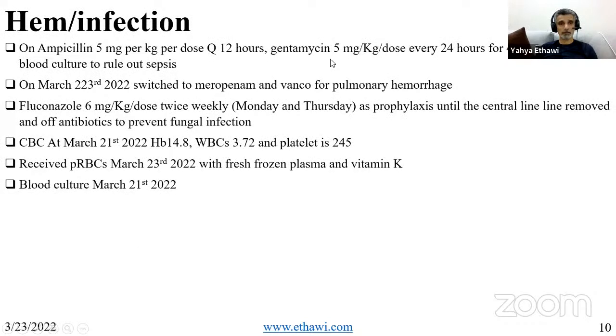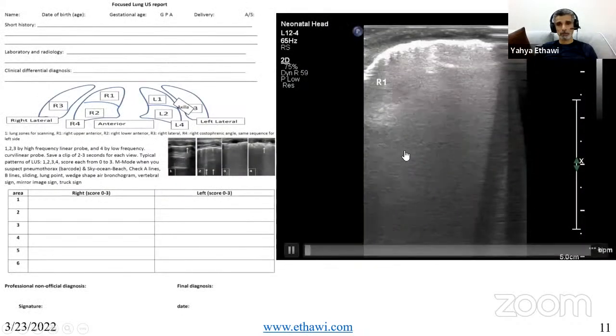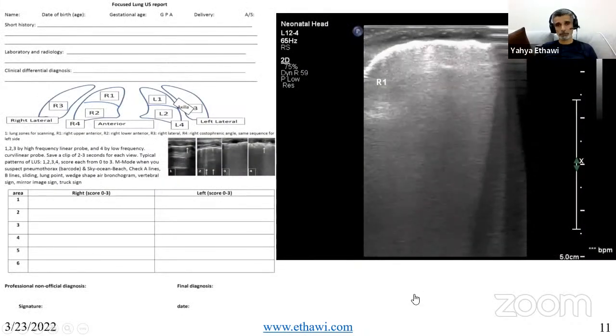Infection: he is on ampicillin and gentamicin, then switched to meropenem and vancomycin when he developed pulmonary hemorrhage. Also echo showed PDA, so we started paracetamol infusion over 3 hours. The baby also received packed RBC, fresh frozen plasma and vitamin K. Blood culture is negative. So, anybody want to comment?